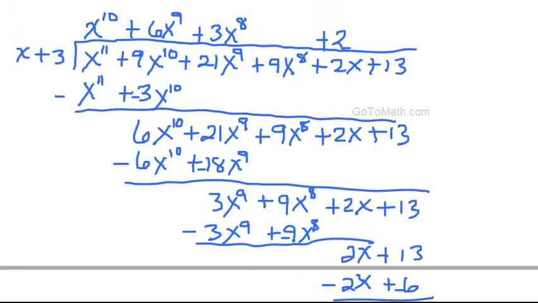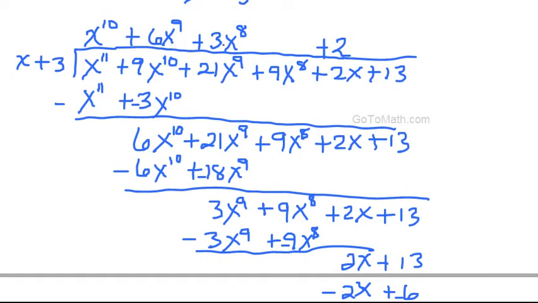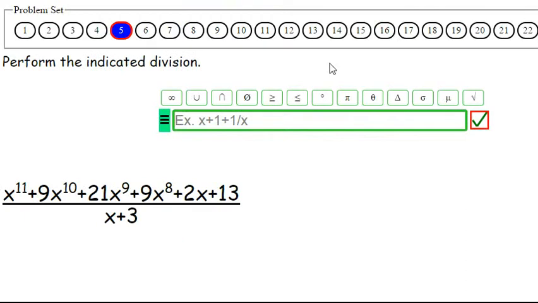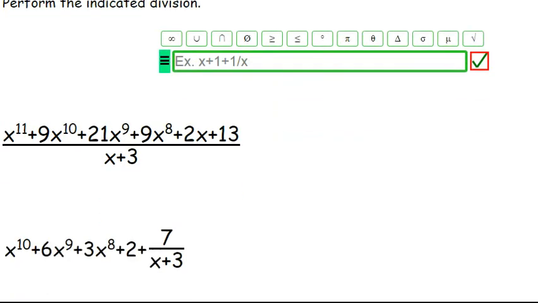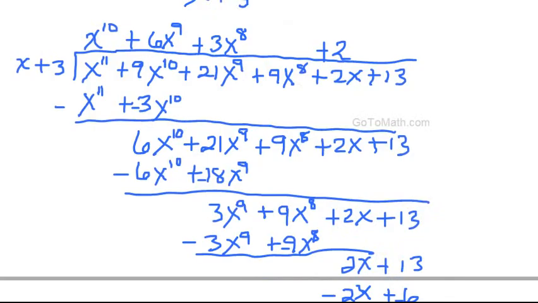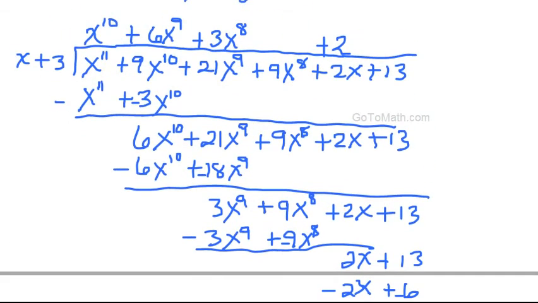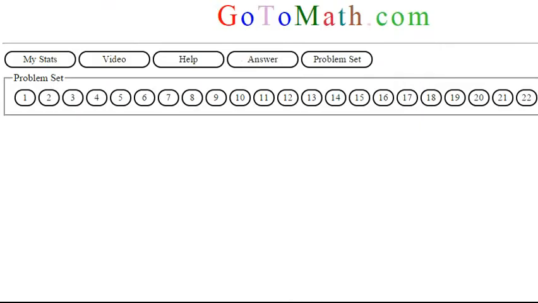Trying to get everything on the screen here. Okay, it looks like x to the 10th plus 6x to the 9th plus 3x to the 8th plus 2 plus, and then it'll be 7 over x plus 3. Alright, let's see what we got. X to the 10th plus 6x to the 9th plus 3x to the 8th plus 2 plus 7 over x plus 3. Uh-oh. Yeah, 7 over x plus 3. Okay, we got it. Man, it's messed up.